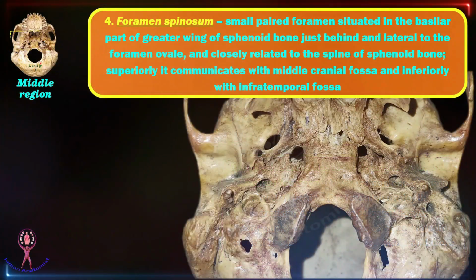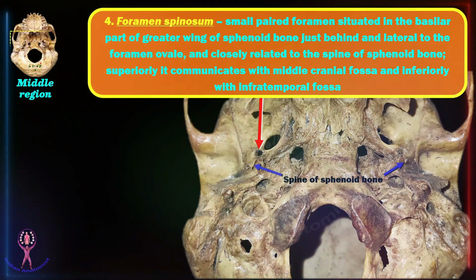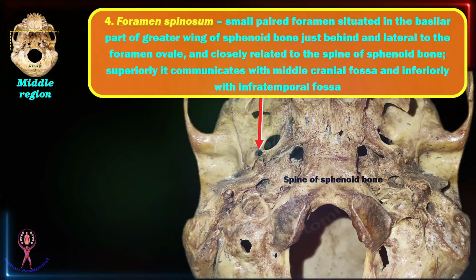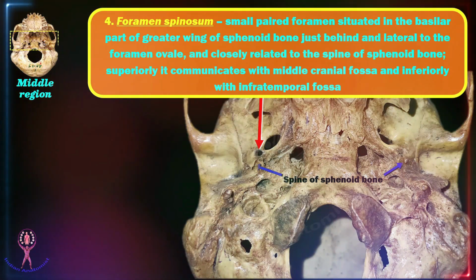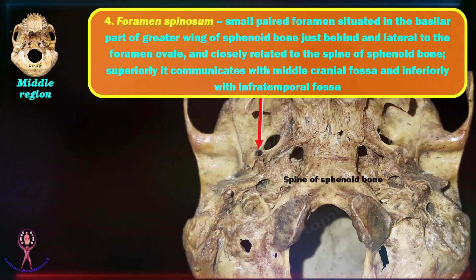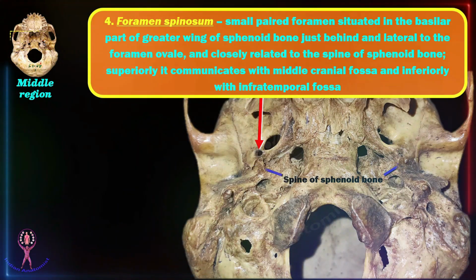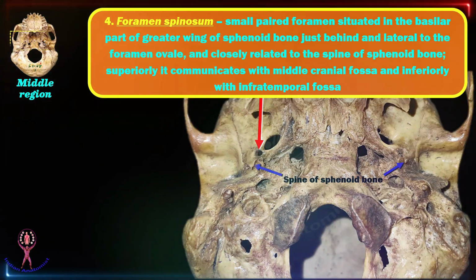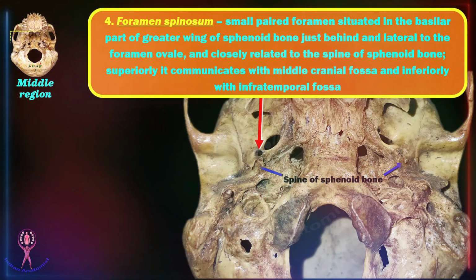The next foramen is foramen spinosum. These are small paired foramina situated in the basilar part of the greater wing of sphenoid bone, just behind and lateral to the foramen ovale. These are closely related to the spine of the sphenoid bone. Hence, it is known as foramen spinosum. Superiorly, it communicates with the middle cranial fossa and inferiorly with the infratemporal fossa.